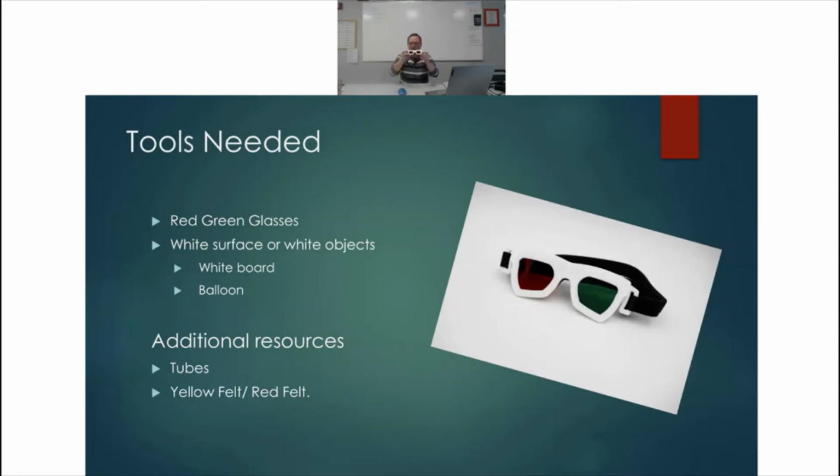Now, you're going to need the red-green glasses. Then you're going to need white surfaces or objects, okay? So I'll be showing you, this is the back of the Emergent kit, the board. I have a whiteboard back here. Balloons, I'll show you some balloons.